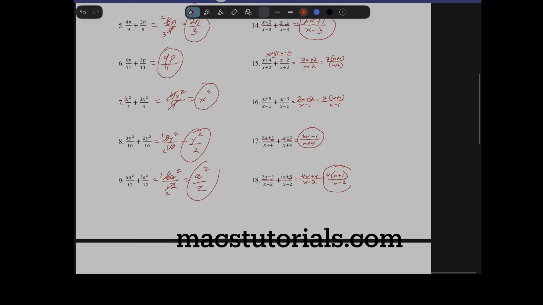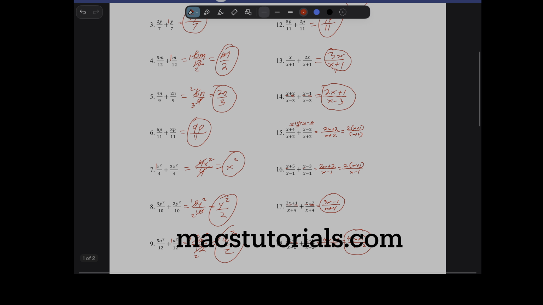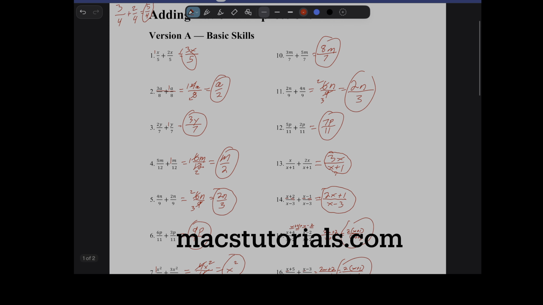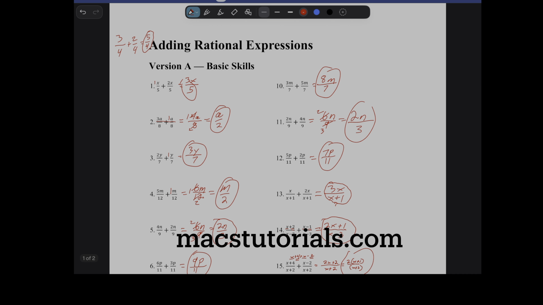And so that's all we do, guys. And so that's obviously when we have a plus situation, and these are all common denominators. Great. Hopefully you felt really good about that. All you're doing is combining like terms on top and copying the denominator. But now, what if the denominators aren't the same?